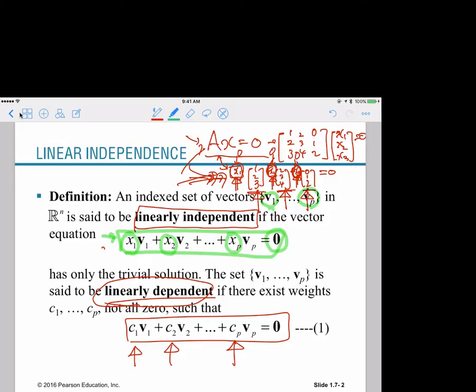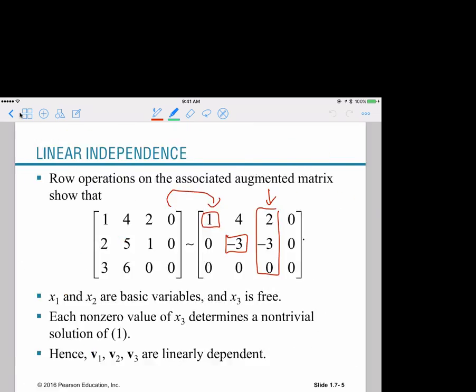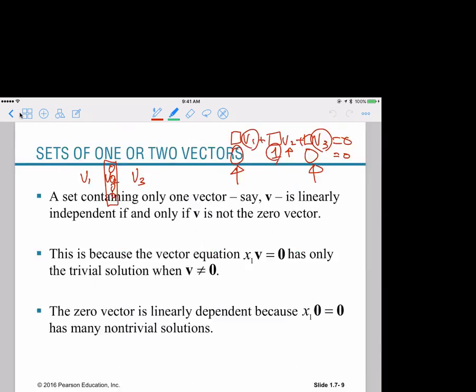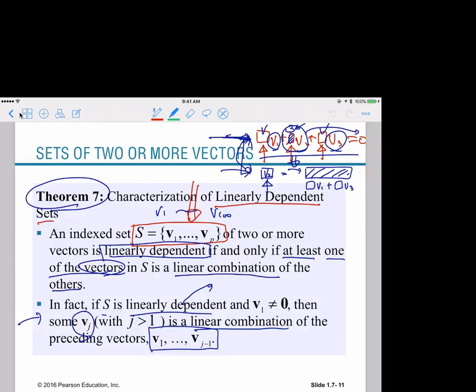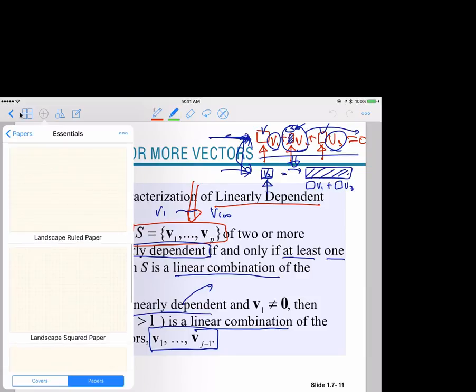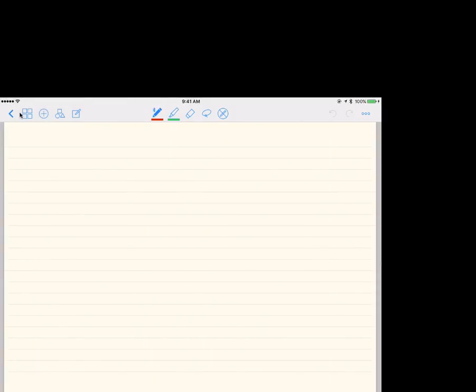But on the other hand, if the only solution that we can find is all zeros, then we call them linearly independent, okay? And then this theorem 7 is saying that suppose we have maybe 4 vectors that are initially given, okay?